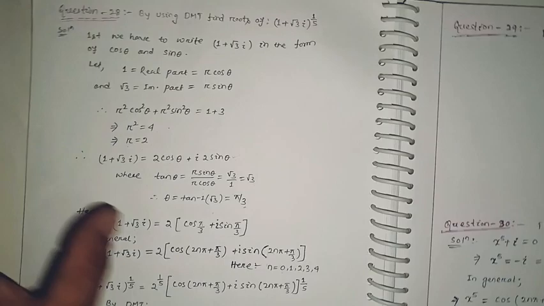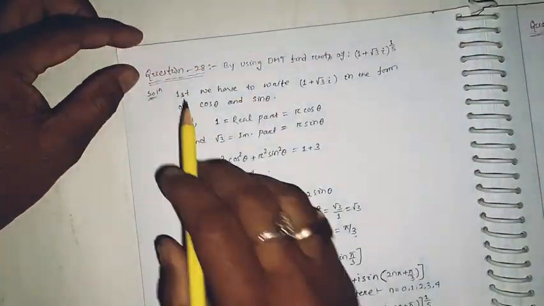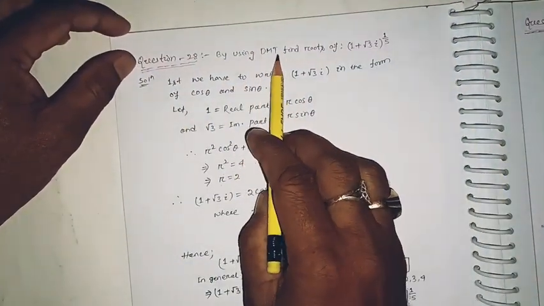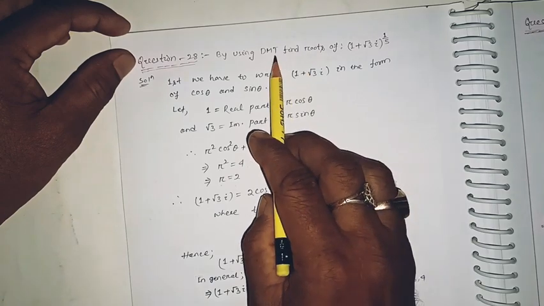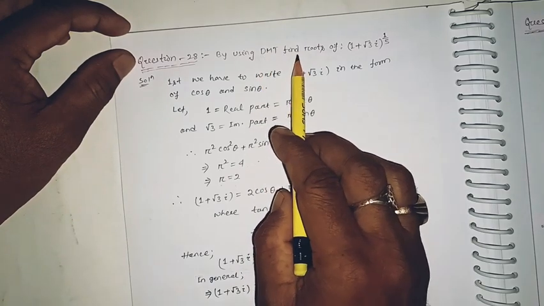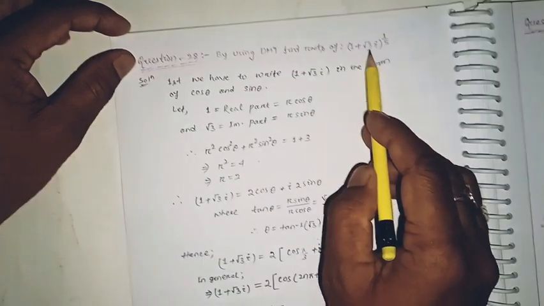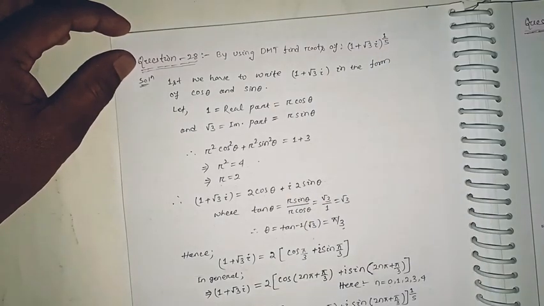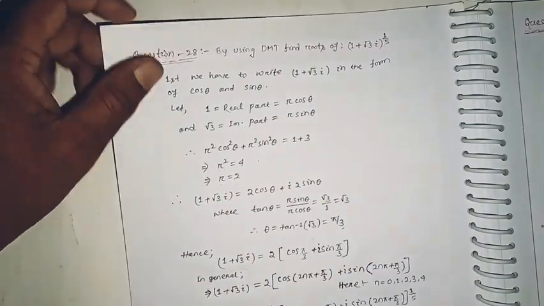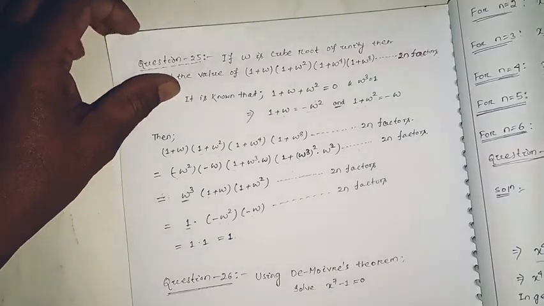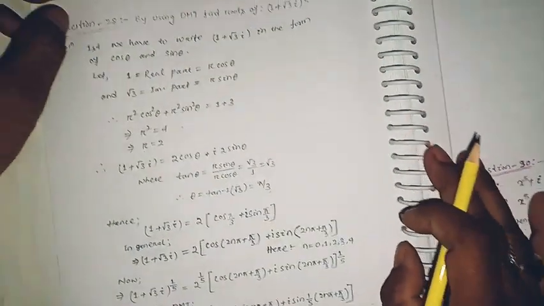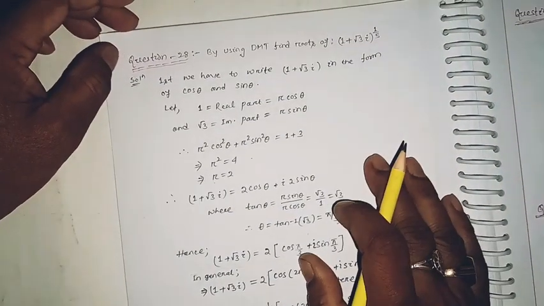Right. Now we are going to go for our next question, that is question number 8. By using de Moivre's theorem, that means DMT. DMT means de Moivre's theorem. Find roots of (1 + root 3 i) to the power 1 by 5. This is a somewhat different type of question as compared with the previous 2 questions. So how are we going to solve it?